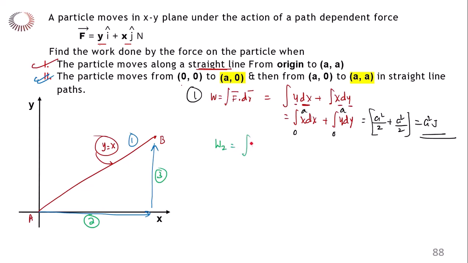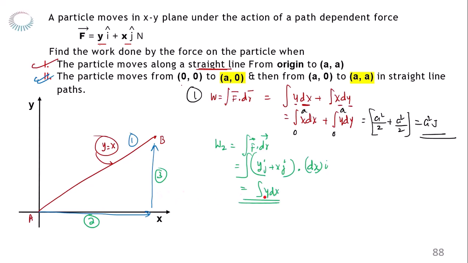That should be equal to the integration of F dot dr. Now in this situation, what happens? dr is only along the x direction. So F dot dr means I have to write (yi plus xj) dot only dx i. Why? Because the particle is moving along the x direction only. Only the i component will be there. So what is the i component? Integration of y dx.